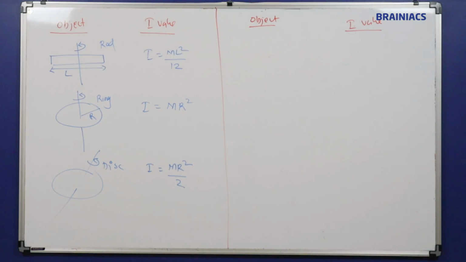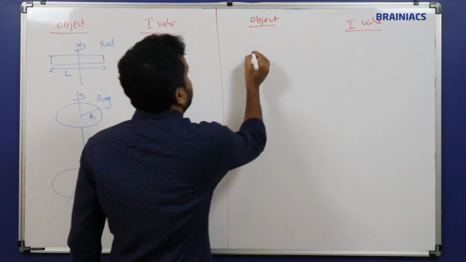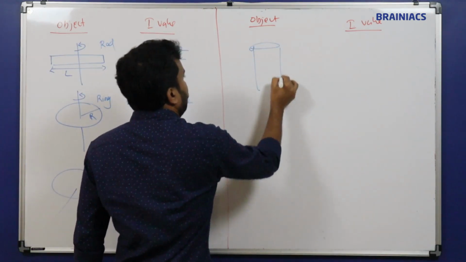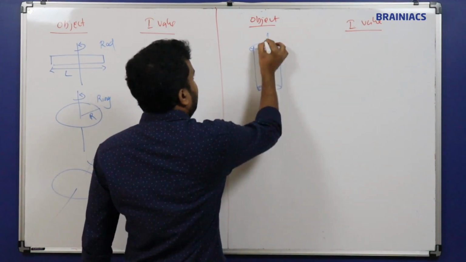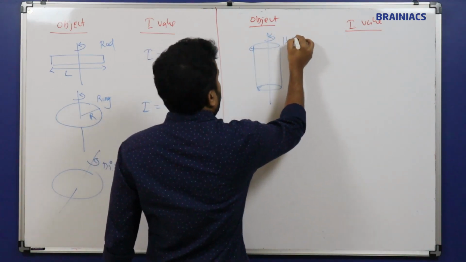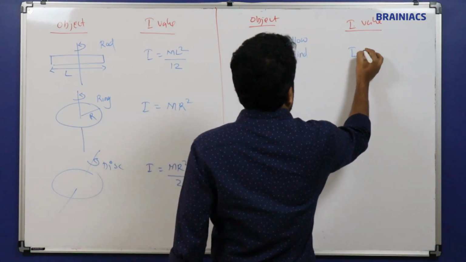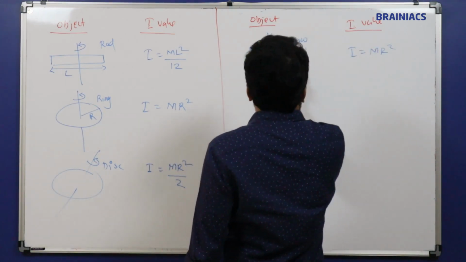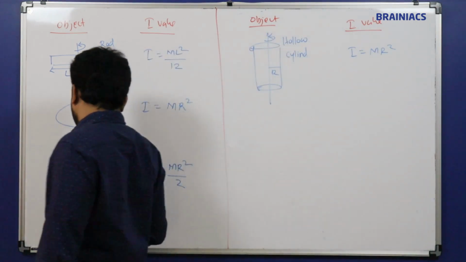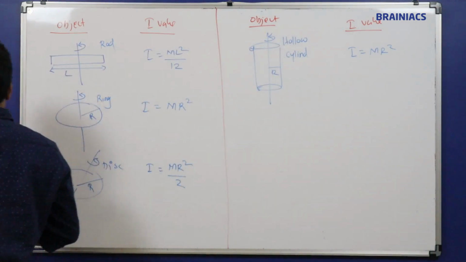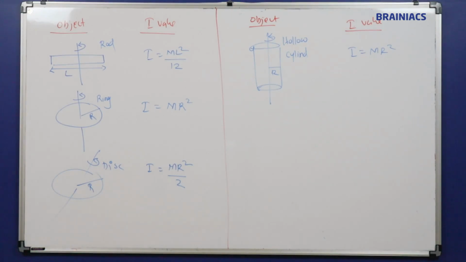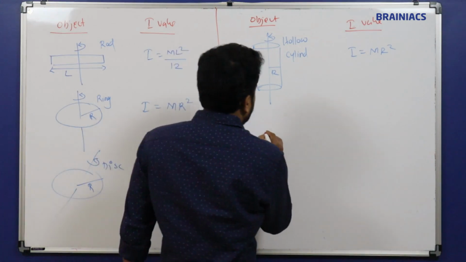And the next one is the hollow cylinder. So this is the one, and this is the axis of rotation, and this is the hollow cylinder. For the hollow cylinder, I is equal to mr square. You know r is the radius of this one. For this case also r is the radius, so I am not marking it everywhere. R is the radius.